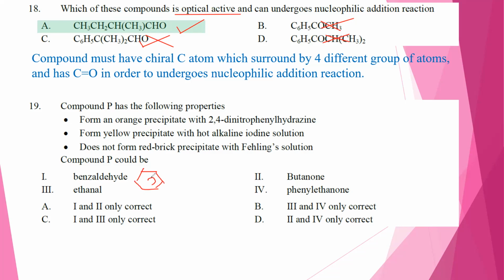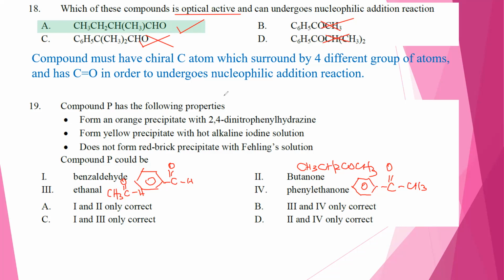Okay, so this is the benzaldehyde. Ethanol is CH3CH2OH. So butanone is CH3COCH2CH3. Okay, and phenylethanone is this one.